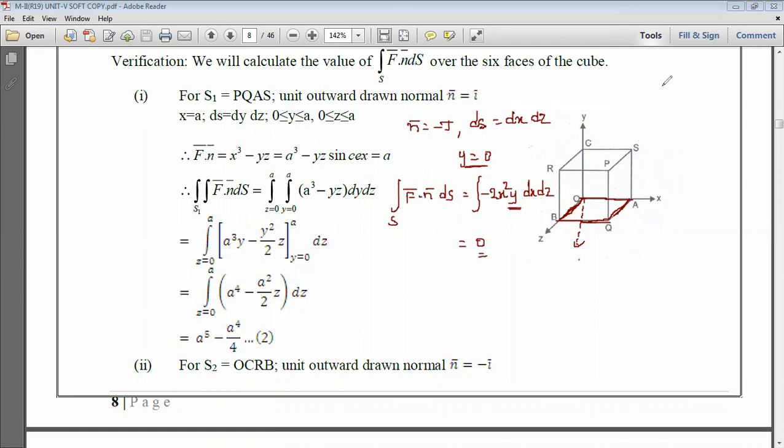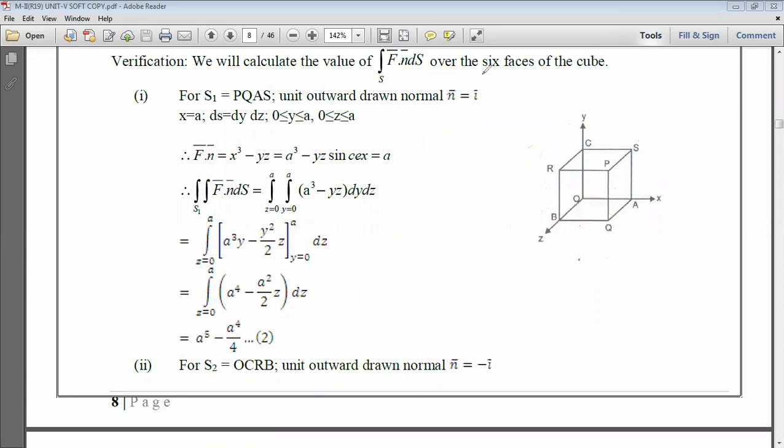Next we are going to calculate S5. So here S5 is nothing but, suppose you can take this as S5, right? This is S5. What about this, this is in z, right? So n bar is equal to what? k. n bar is equal to k. And next here we require f bar dot n bar, and ds is equal to, since it is on the z-axis, it is opposite to this, dx dy. dx dy.